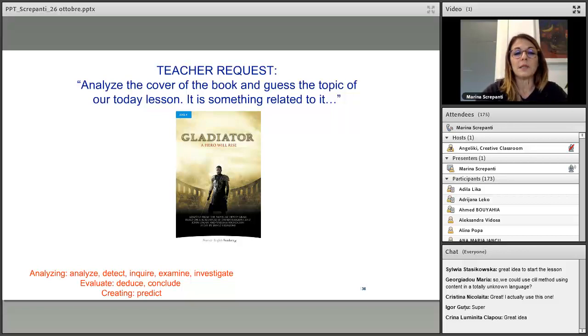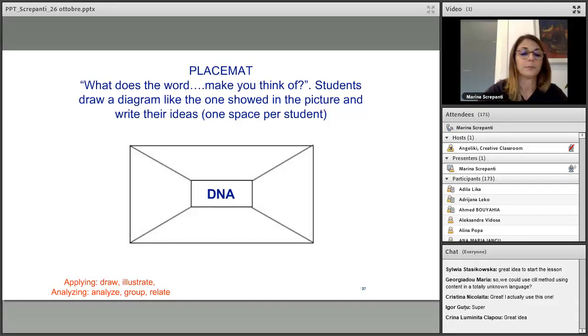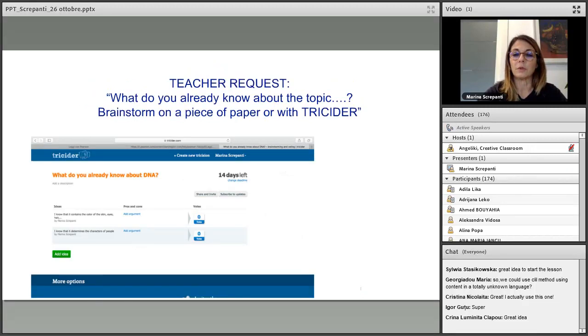Or analyze the cover of the book, guess the topic of today's lesson. It's something related to it. So the gladiator, for example. This is nice. For example, what does the word mean or make you think of? DNA. So this is a difficult topic, but I'm talking to teachers in general. So students draw a diagram like this one, and they write their ideas. Each space, one space for each student. So we start from what they already know.